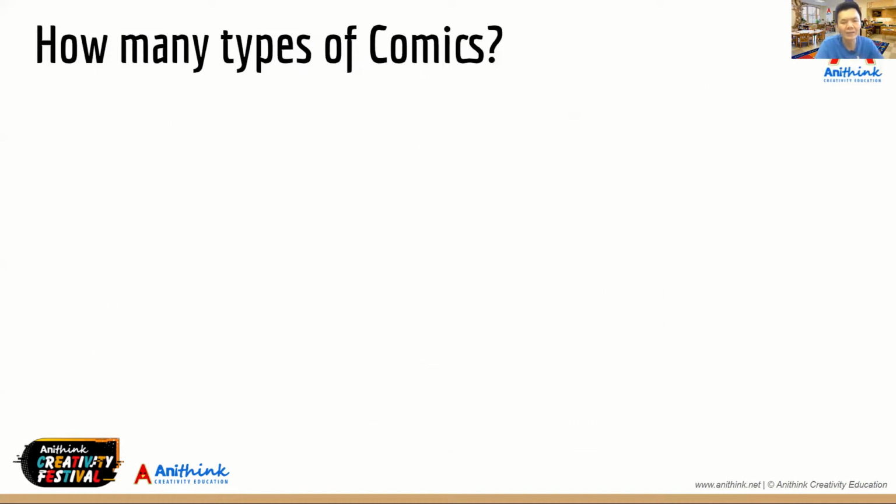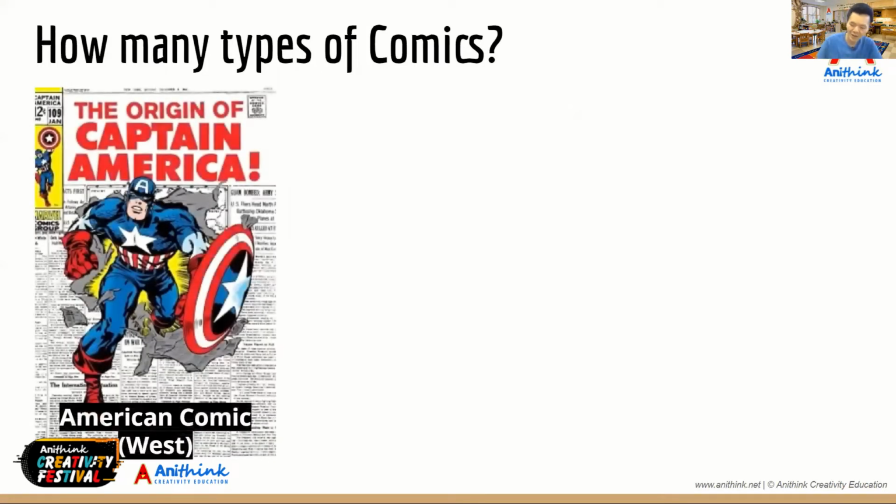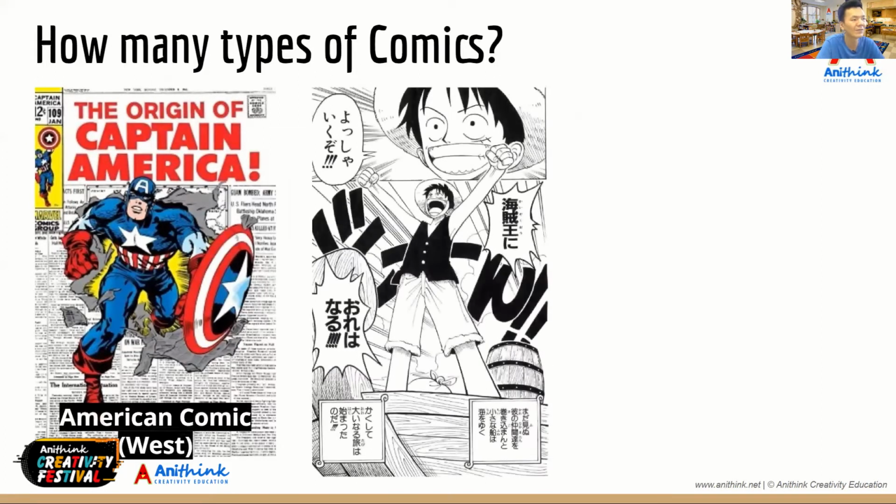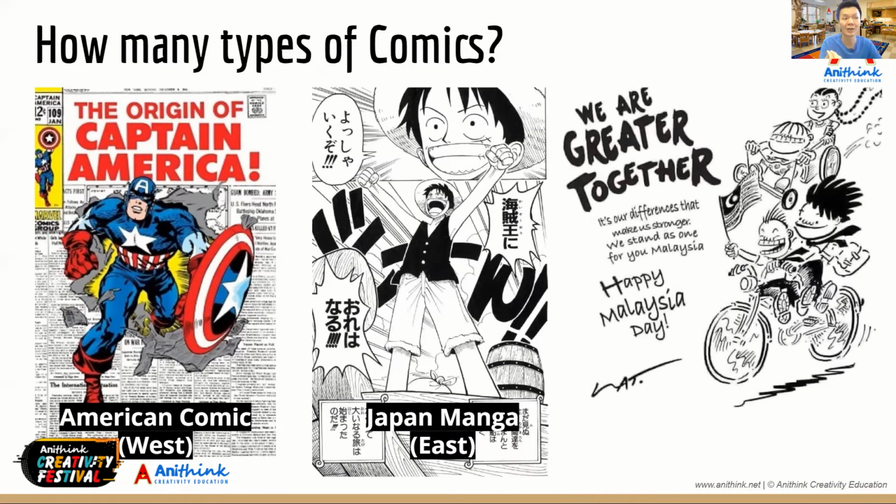So how many types of comic do we have? Any idea? We have American comic, which is from the West, and then we have One Piece. Yeah, One Piece from where? From the East, Japan's manga. And then we also have Gred Together. This is Malaysian comic, a local comic. Basically, these are the types of comic you will see in the market, on TV or in the bookstore.